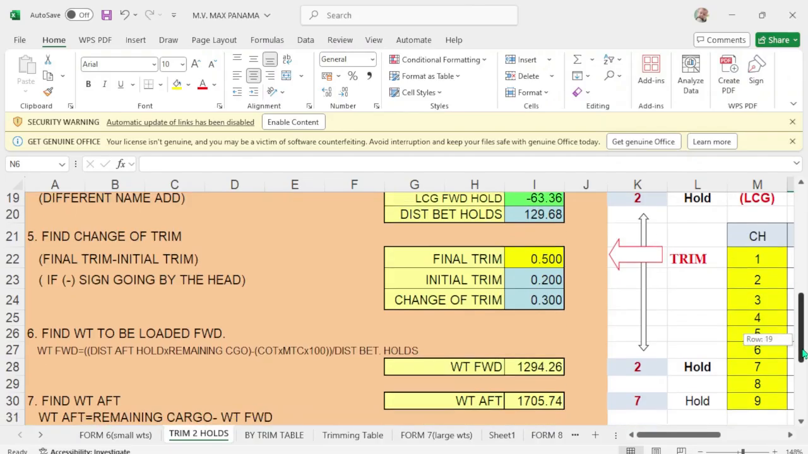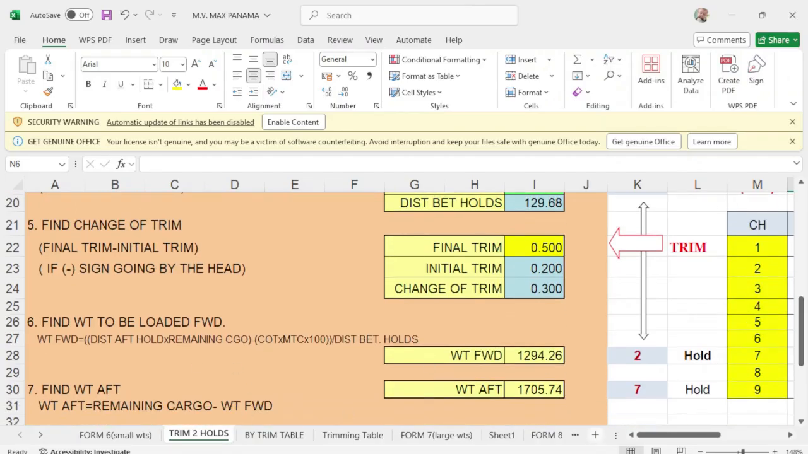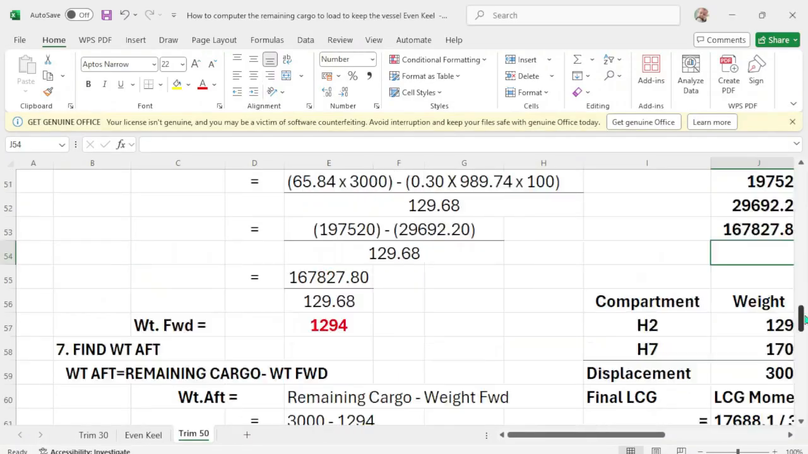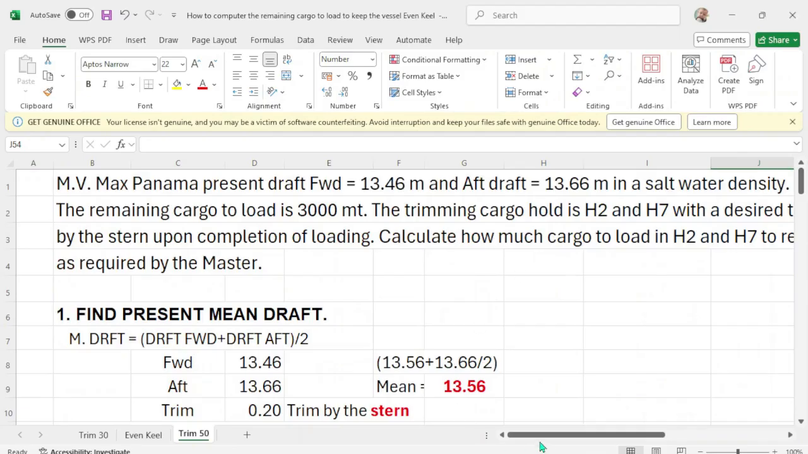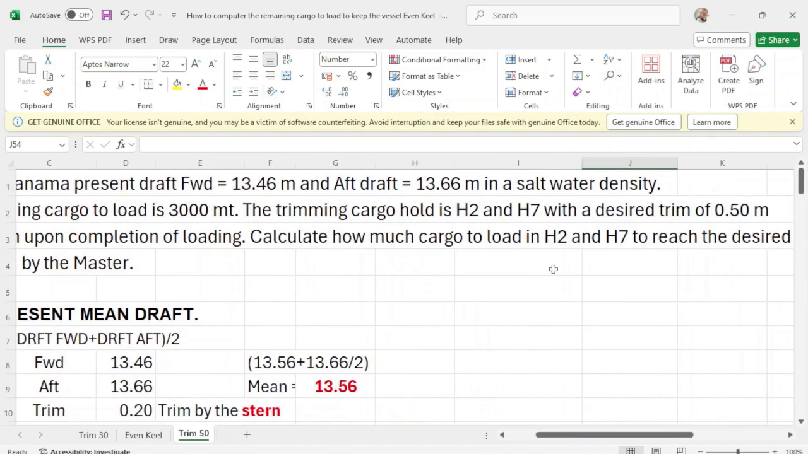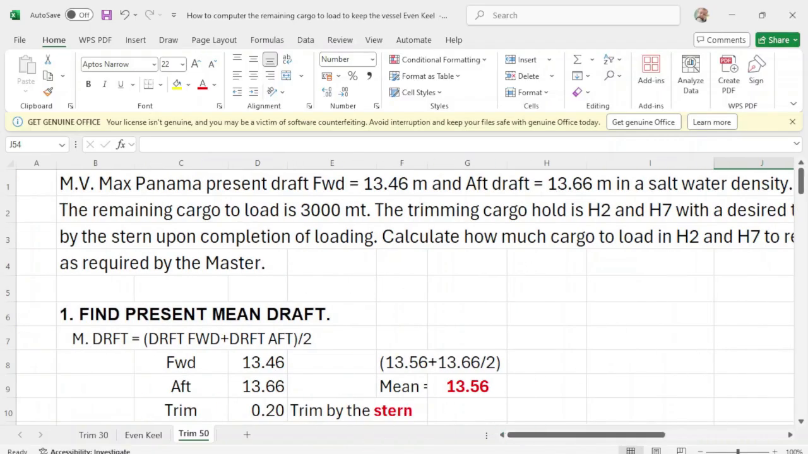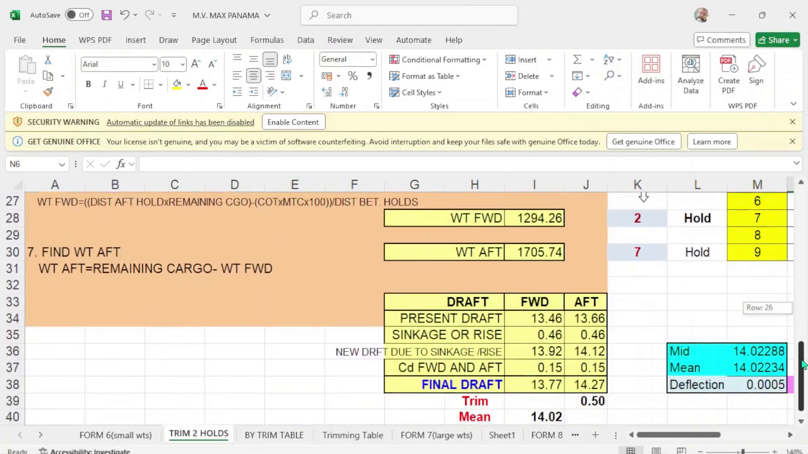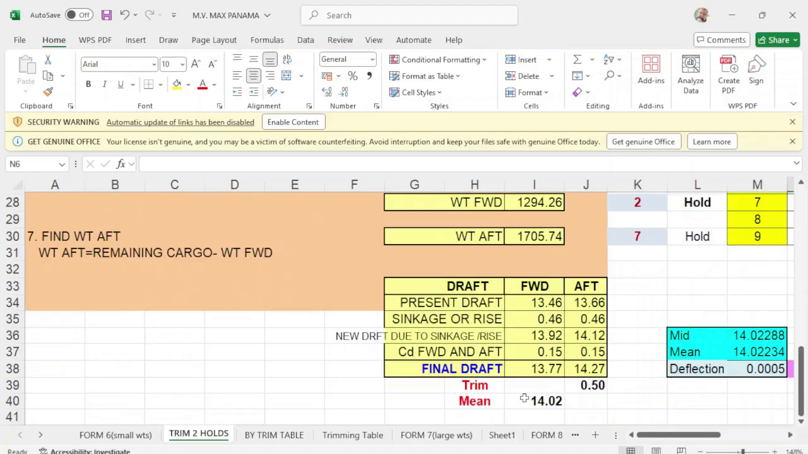Now the problem stops here. The problem only stops at how much to load in number 2 and number 7. That is only where it stops. But what I did is to continue to get the departure drop forward and up. So let's go to the Excel.